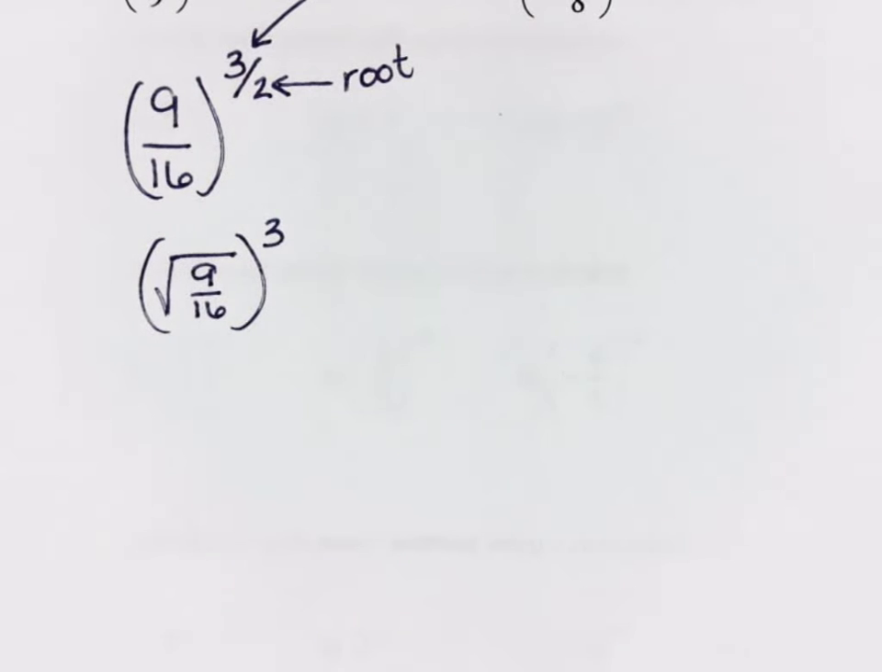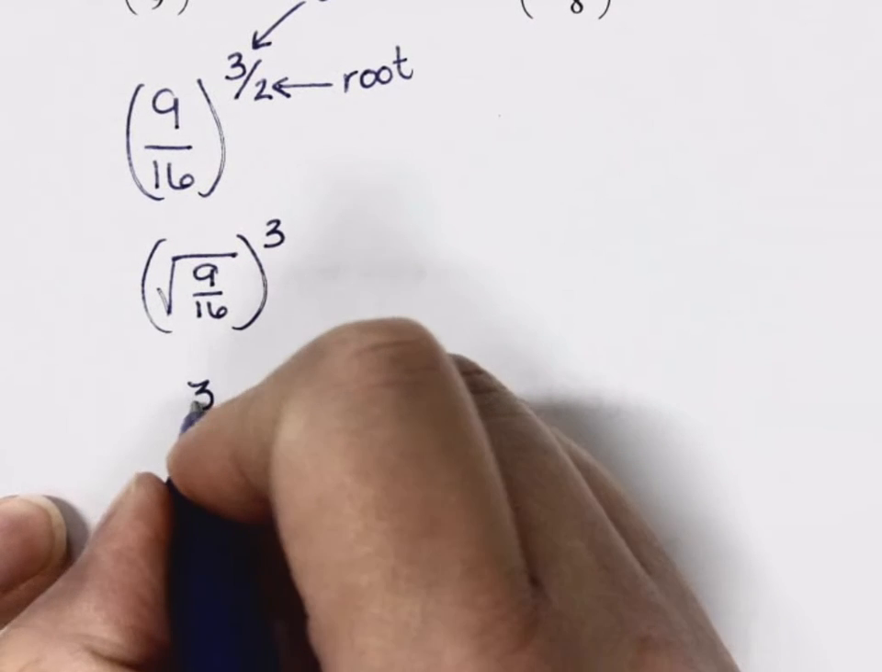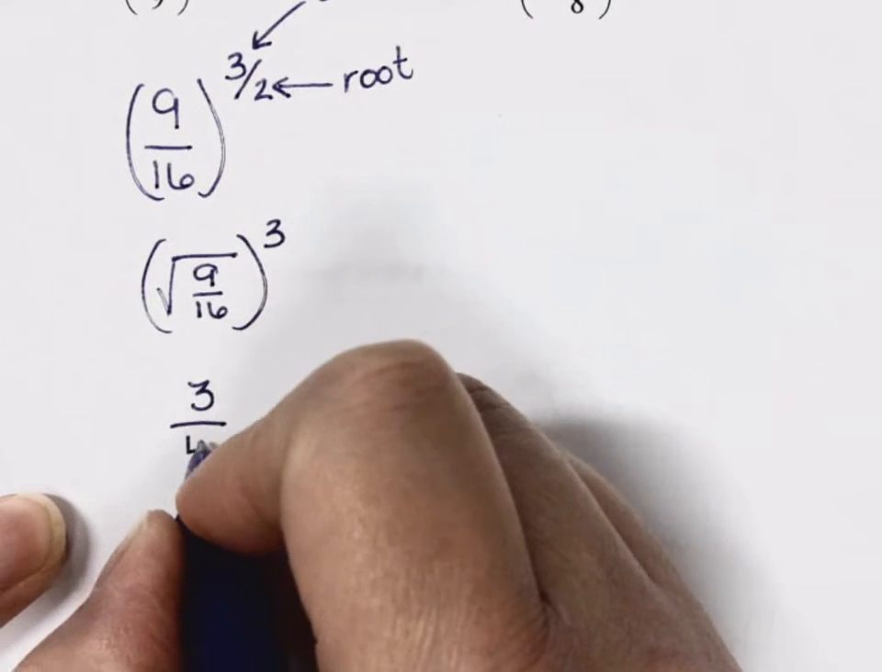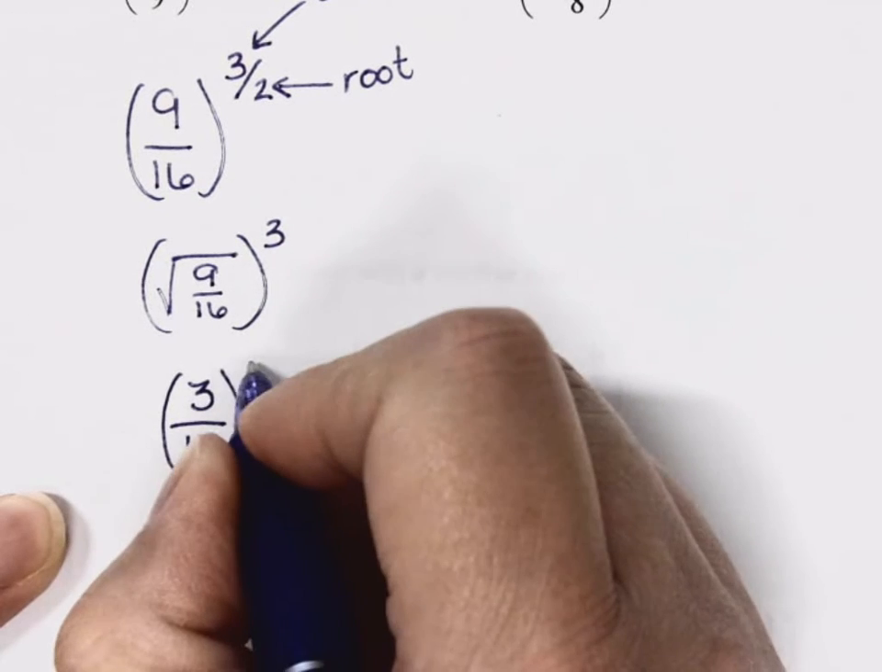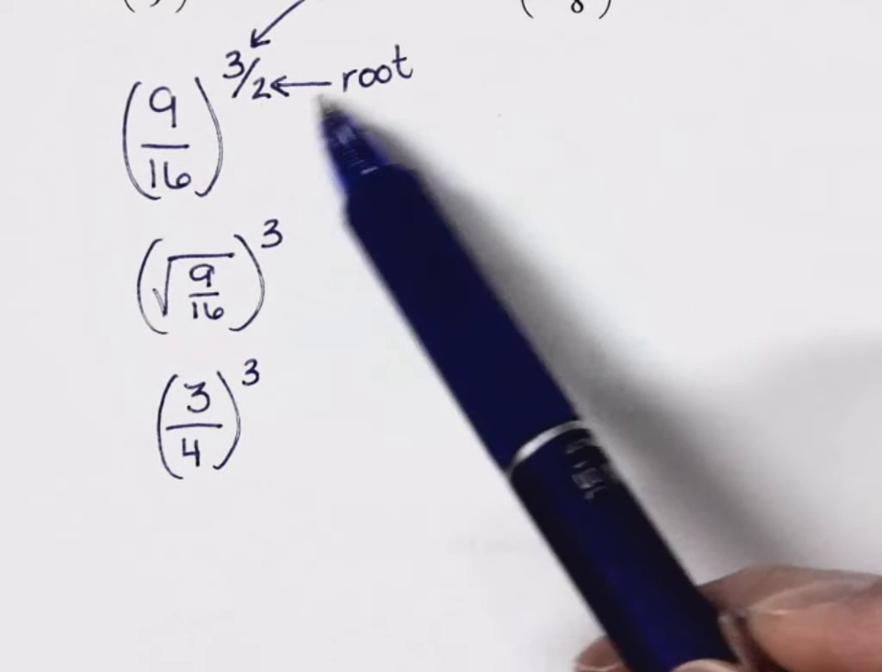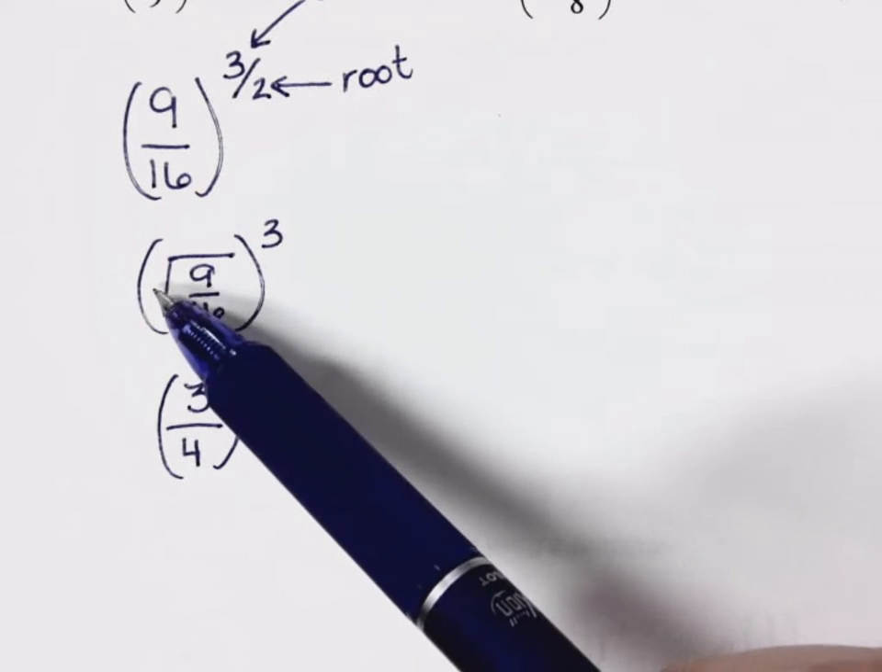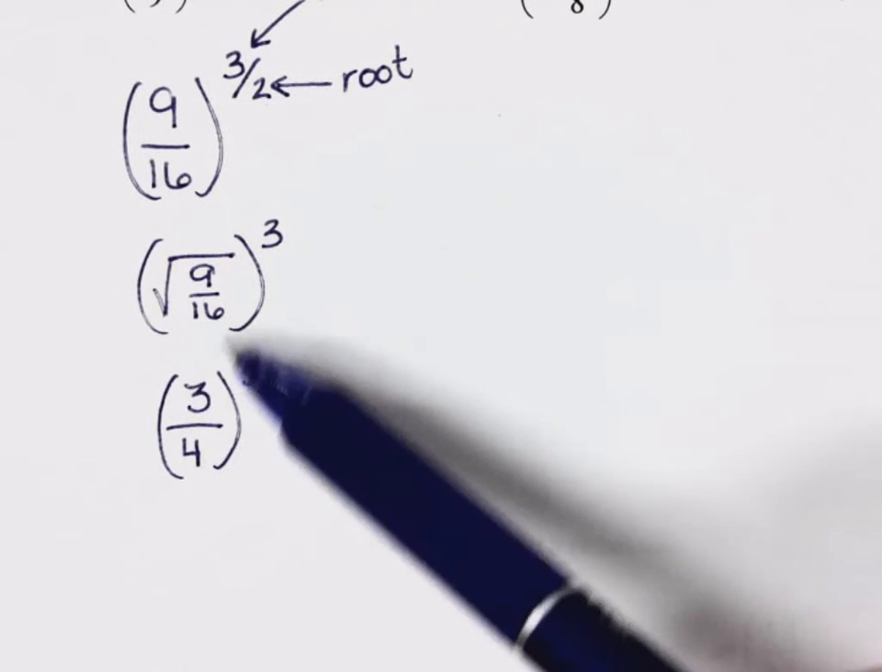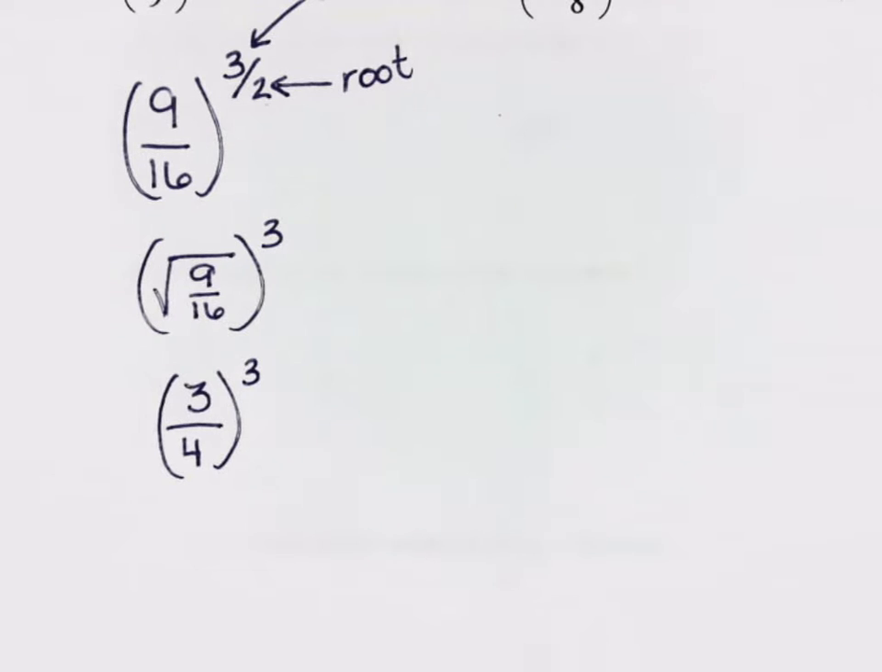So what's the square root of 9? 3. Square root of 16 is 4. Oh, sorry. Where did the 2 go? Oh no, the cube. So what does the root tell you? It tells you it's the square root, so I wrote it as a radical instead of... So you don't, because you put it somewhere else, right?